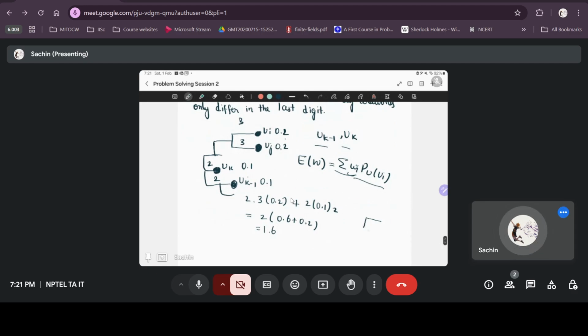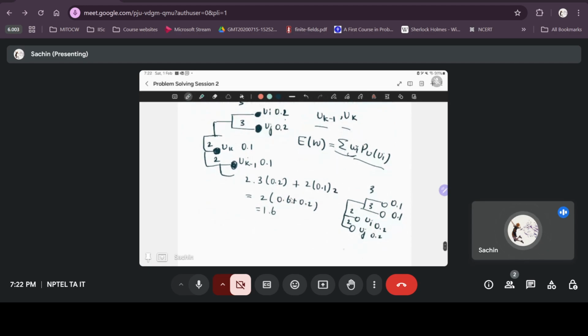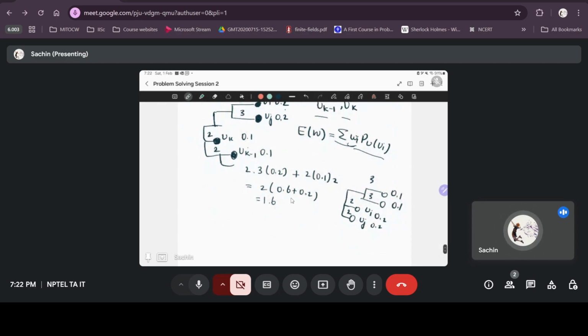Now suppose you swap the code words around such that UK and UK minus 1 with probability 0.1 have code words of length 3 and UI, UJ which have probability 0.2 have code words of length 2. Then the contribution from these code words to the average code word length would be again 2 times 3 times 0.1 plus 2 times 0.2, which is 2 times 0.3 plus 0.4, which is 1.4.